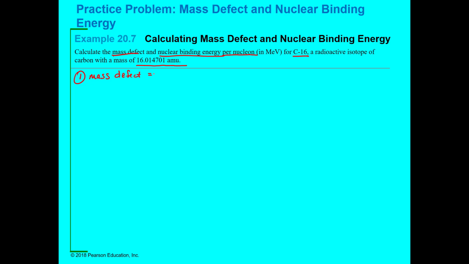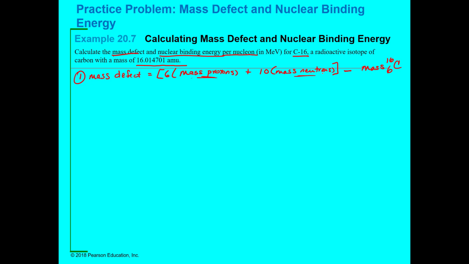So it's going to be 6 times the mass of the protons plus 10 times the mass of the neutrons minus the mass of carbon-16. Now see, why did I erase that? So this is going to be the known mass of protons, and this is the known mass of neutrons.